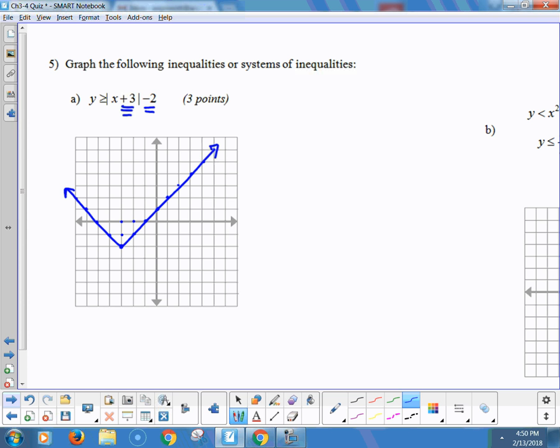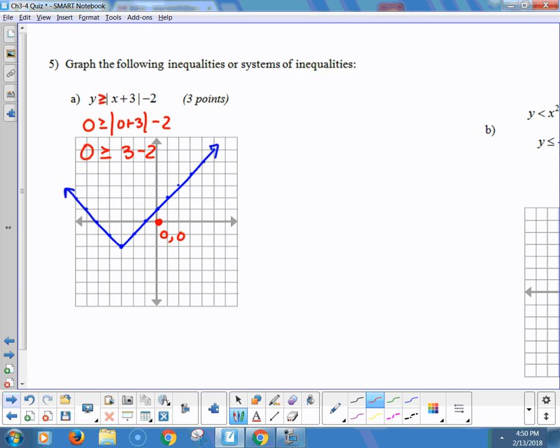I might have given you 1 point for graphing the absolute value correctly, because the other 2 points were all about shading, because this says where are the y values greater than or equal to the absolute value graph. Well, you could always test a point. Suppose I test 0, 0. Does that make this inequality true? Is 0 greater than or equal to the absolute value of 0 plus 3, minus 2? Is 0 greater than or equal to 3 minus 2?